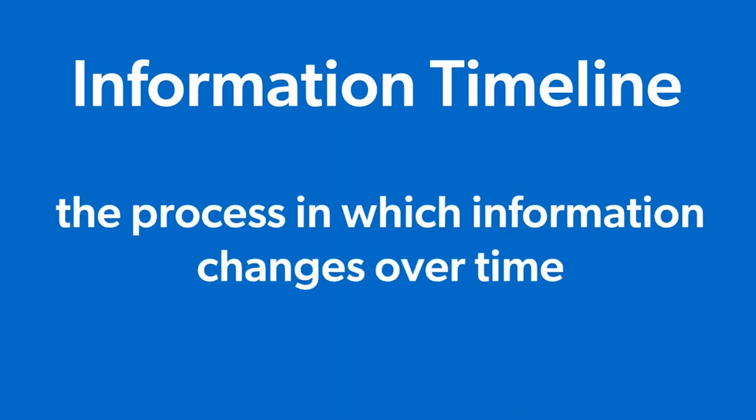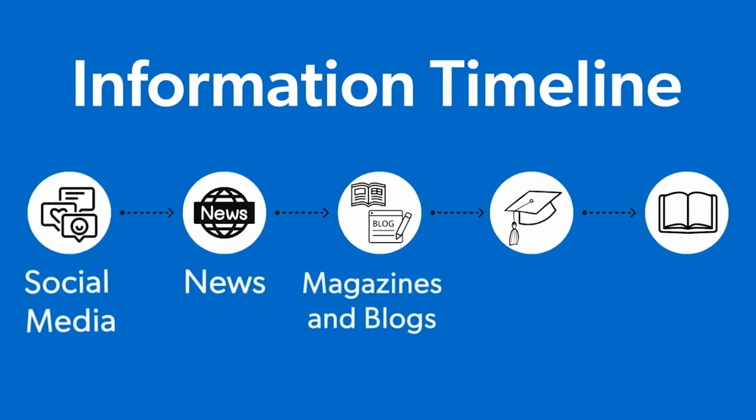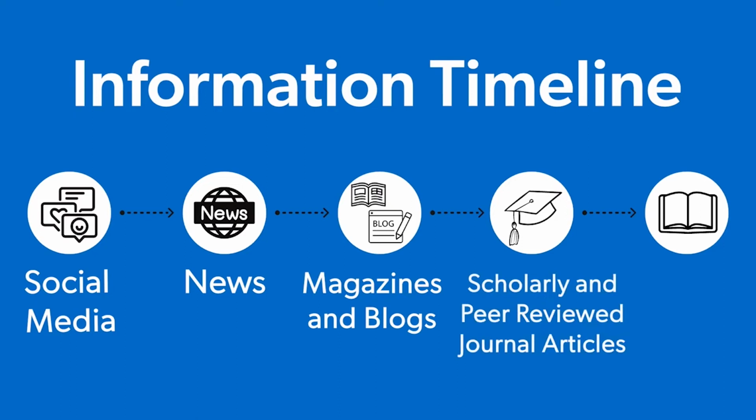To help us better understand where to search, let's start by familiarizing ourselves with the information timeline. The information timeline is the process in which information changes over time. Typically, an event happens and then the information timeline begins. The steps in the timeline include social media, news, magazines and blogs, scholarly and peer-reviewed journal articles, and books.